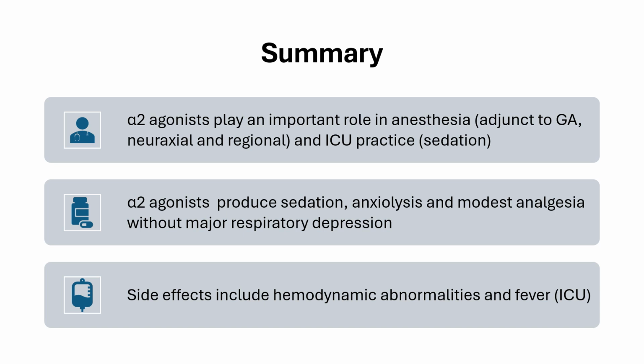So in summary, alpha-2 agonists play a major role in anesthesia, such as adjuncts to general, neuraxial, and regional techniques. In critical care medicine, they are often used as a part of sedation. These medications lead to sedation, anxiolysis, and some analgesia. When used in isolation, they typically do not lead to major or clinically significant respiratory depression.